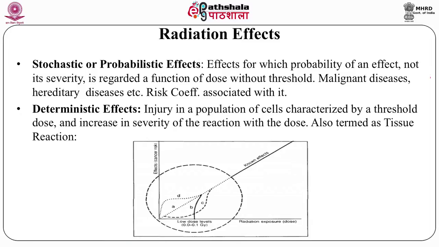So how do you estimate these risks? There are risk coefficients associated with probabilistic effects, and I have discussed radiation carcinogenesis in another module for you. This is one of the probabilistic effects. Then there are deterministic effects, also called non-stochastic effects. This results from injury in a population of cells and is characterized by a threshold dose. So below a threshold dose, these effects generally do not happen. Their severity increases with dose.